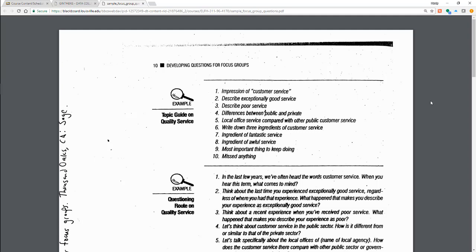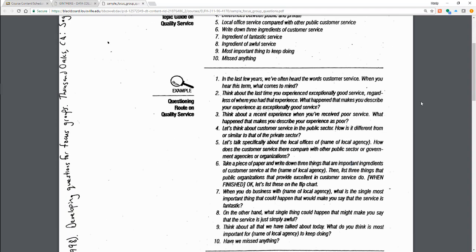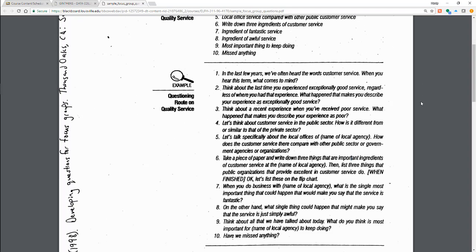Look at number 10, for example. "Missed anything?" That's very impersonal. Instead, if you're having an interview, so one-on-one, you could say to the person in a warm manner, "Do you think I have missed anything, or do you have anything else that you can add?" So it's very personable. More words, but it's still more personable than just making statements, right? The second set over here is the questioning route on quality service.